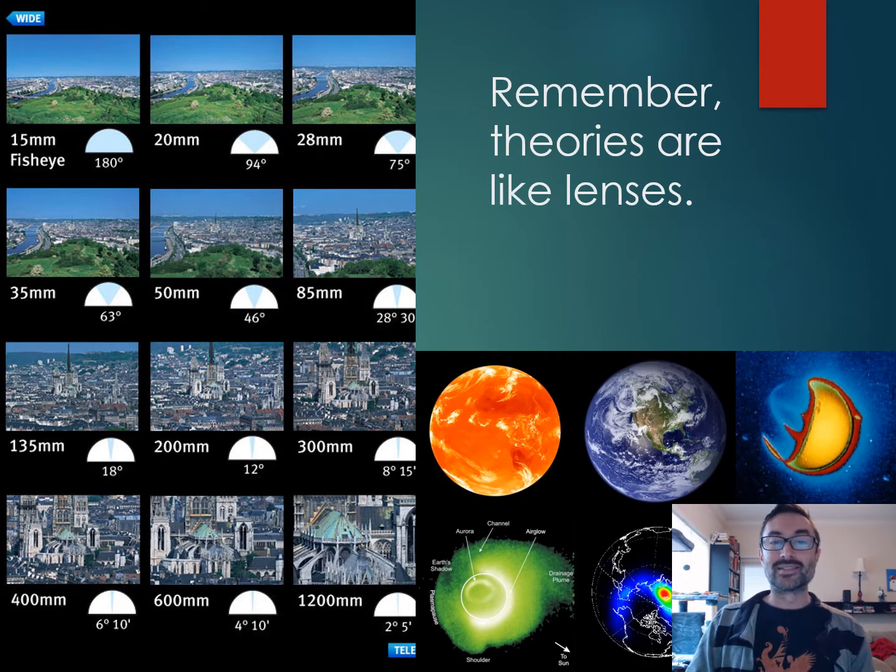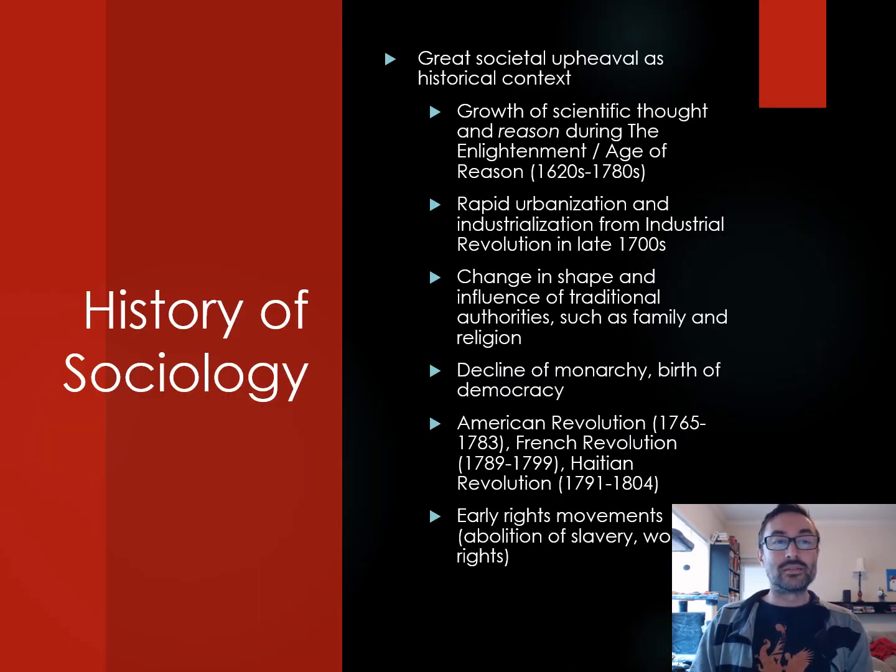You're looking at the city, regardless of whether you're using the macro lens or the micro lens, and you're explaining the same thing, the city, but you're taking a different focus to look at it. Now, the distinction between macro-level and micro-level social theory is really important to make, because early sociologists were nearly all macro-level theorists.